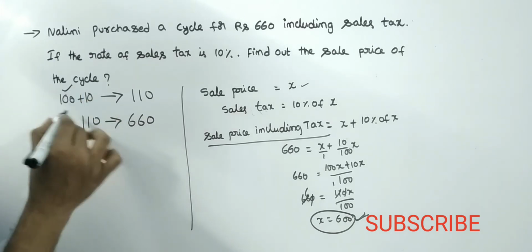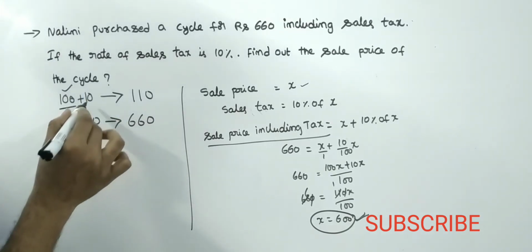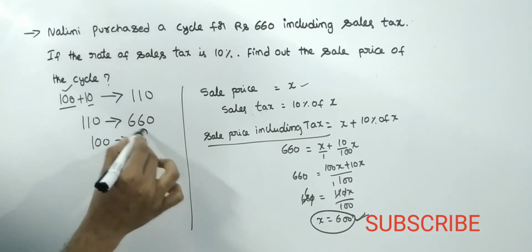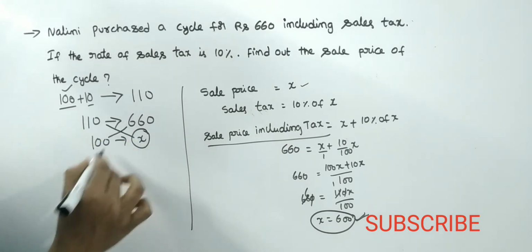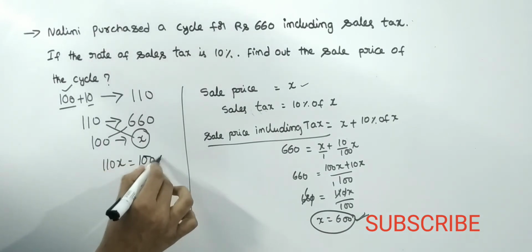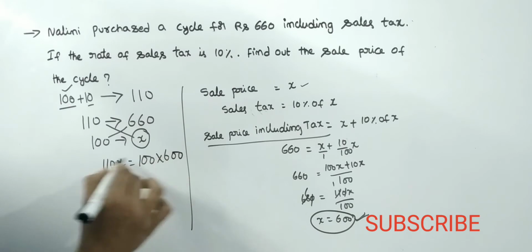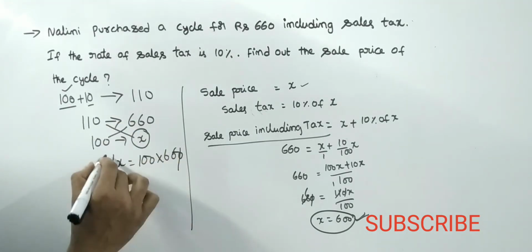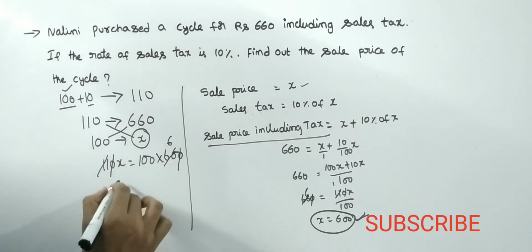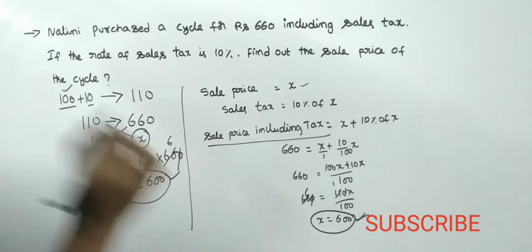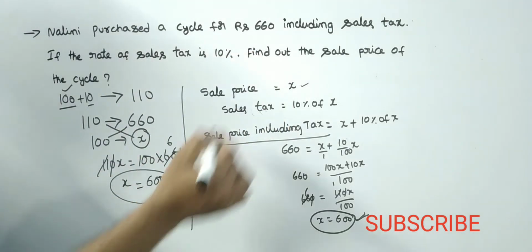Then what is the 100% actual sale price before including sales tax? That means 100%, we don't know. We assume it as X. Then go for cross multiplication. 110X equals 100 into 660. Zero, zero cancel, 11 ones are 11, 11 sixes are 66. Then X equals 600. See friends, this is the actual sale price that he has asked.